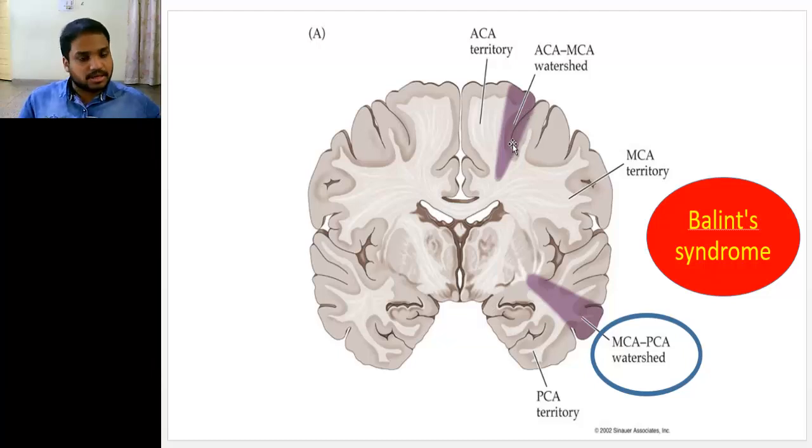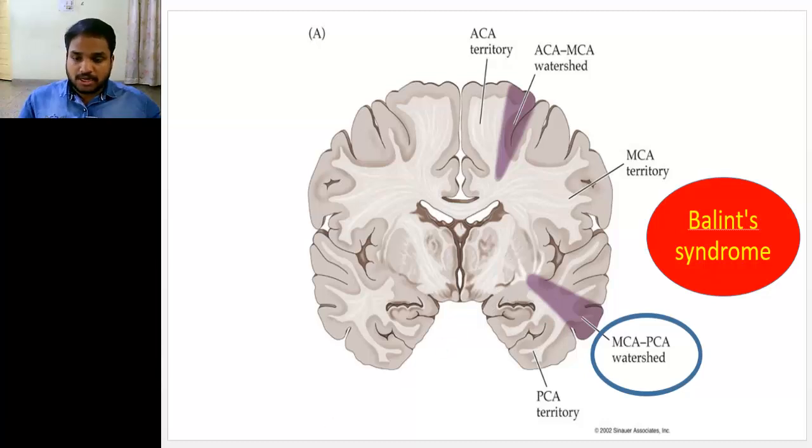Now, infarctions secondary to the low flow in these watershed areas. In the case of Balint syndrome, it is the watershed area between the middle cerebral artery as well as the posterior cerebral artery. So if there is an infarction in the watershed area, this would lead to bilateral visual association area lesions, and this causes Balint syndrome.